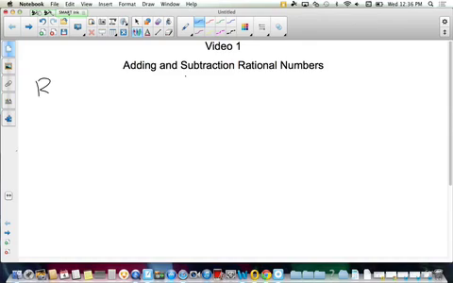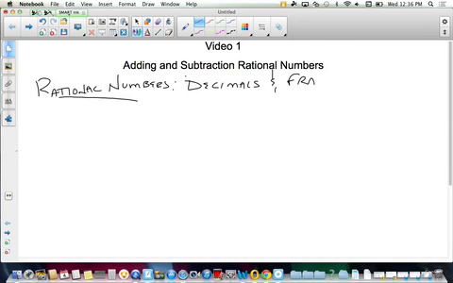There's two different types of rational numbers we're going to look at. Okay, that is decimals and fractions. Okay, those are two types of rational numbers we're going to look at. And each one has a different method that you're going to use when you're adding or subtracting.